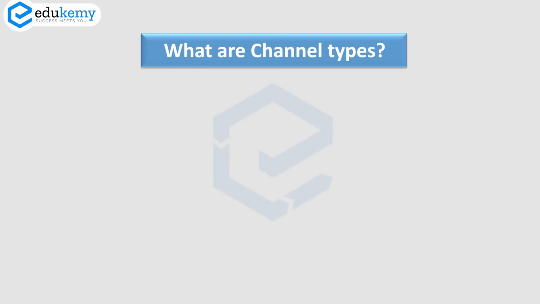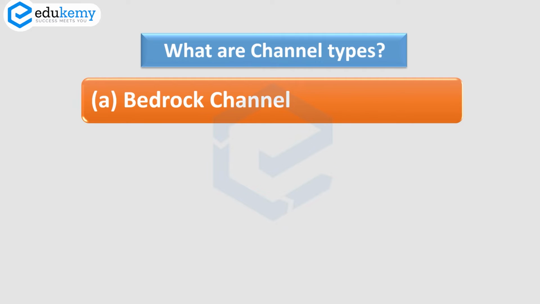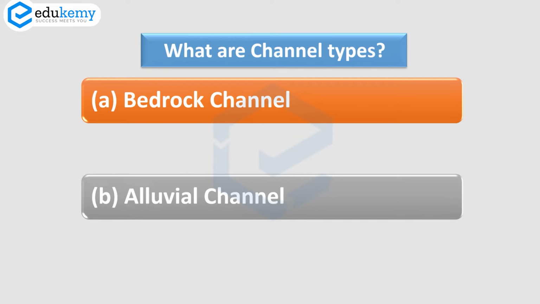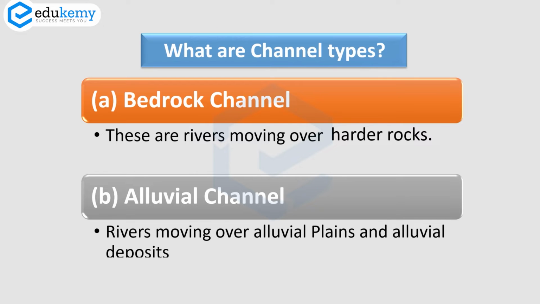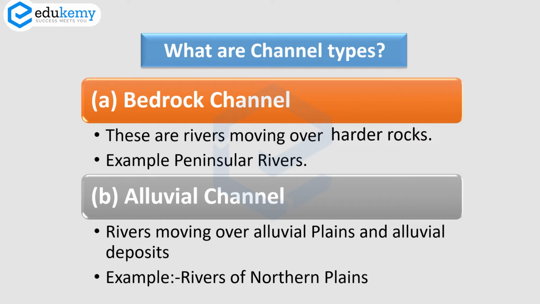So if you remember channel types, what are channel types? We have bedrock channels and we have alluvial channels. Bedrock channels are rivers moving over harder rocks. Alluvial channels are rivers over alluvial plains and alluvial deposits. Bedrock channels, examples are the rivers of the peninsular plateau. Alluvial channels, examples are the rivers of the northern plains.